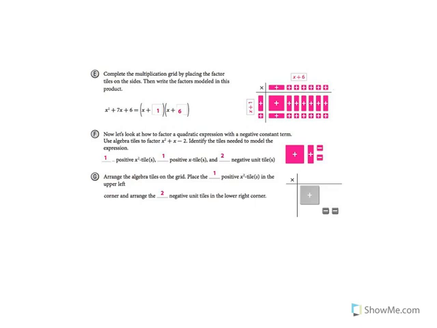Now, let's look at how to factor a quadratic expression with a negative constant term. Using algebra tiles to factor x squared plus x minus 2, identify the tiles needed to model the expression. So here we have an x squared, plus x, and a minus 2. Then they want us to place the x squared tile in the upper left and arrange the 2 negative unit tiles in the lower right-hand corner.